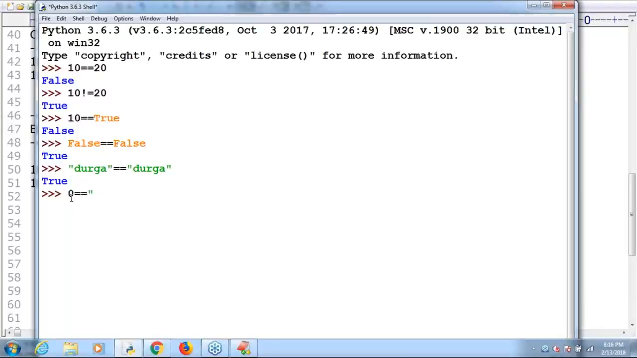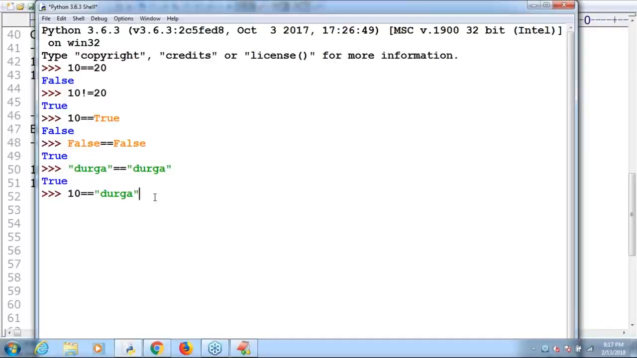Suppose I take 10 double equal to Durga. What is the output we are going to get by default? The output is false. Remember, if the compatibility is not there, you are never going to get any error. Take special care: if compatibility is not there, it simply returns false.